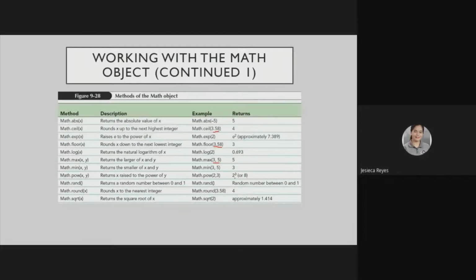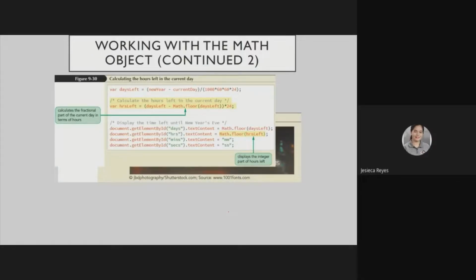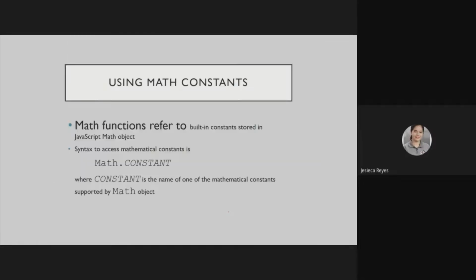Rand will be used to return the random number between 0 and 1. Okay. And you can use that one. And also you can have the math constants.